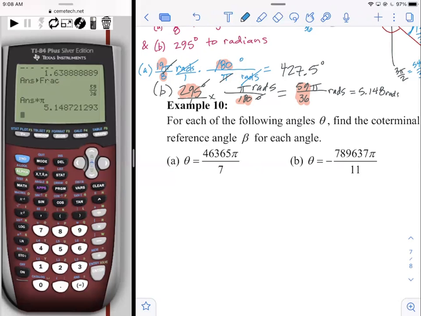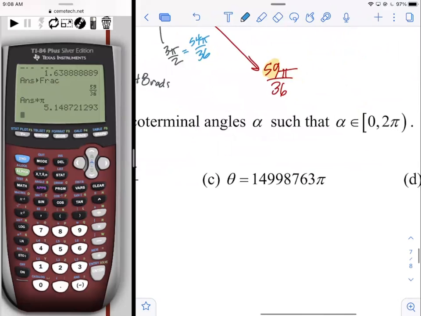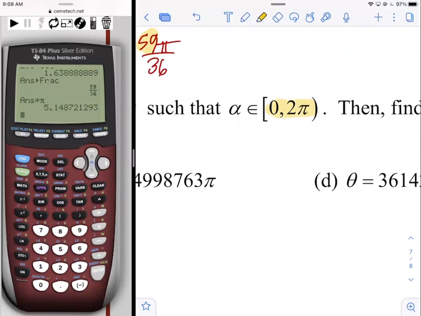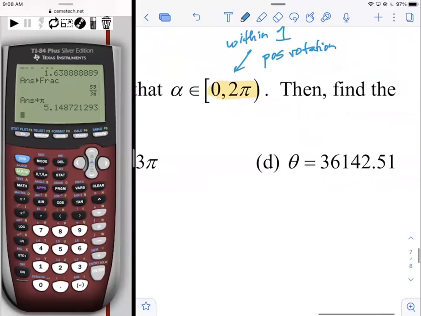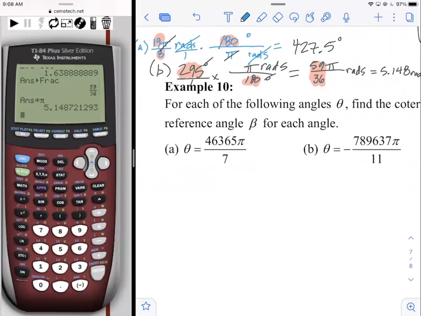For each of the following angles theta, find the coterminal angle alpha, such that alpha lives between 0 and 2 pi. That's our sweet zone again, right? Between 0 and 2 pi, that's like between 0 degrees and 360 degrees. That's still within one positive rotation. That's where we're always going to try and find it. And then we're going to draw it, which is going to help us find the reference angle beta. So instead of using subscripts like theta cot and theta ref, we're just going to name them something different: theta, alpha, beta. Given theta, we're going to find the coterminal angle alpha, and then we're going to find beta. All right, ready? Here we go.